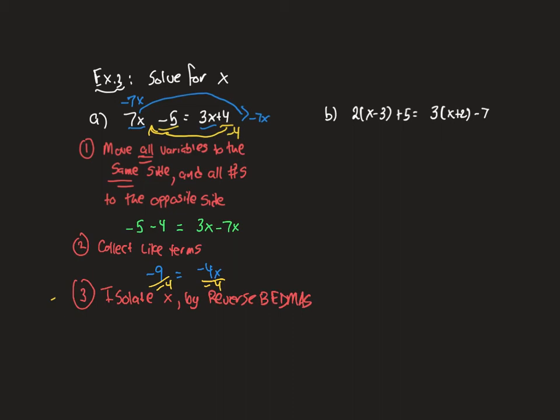So you're going to have negative 9 divided by negative 4, which is going to give you positive, because negative and negative, 9 over 4 is equal to x. So last step, simplify if you can. So that 9 over 4, you can also turn it into a mixed fraction of 2, 1 over 4.